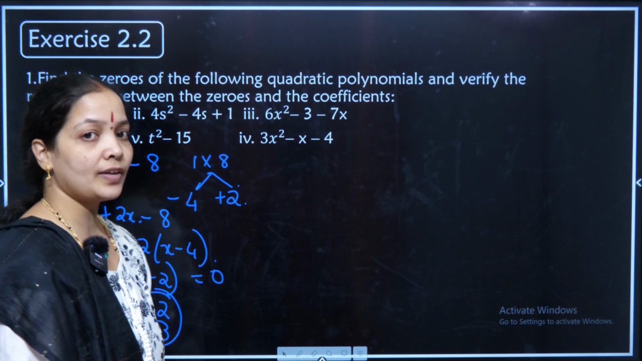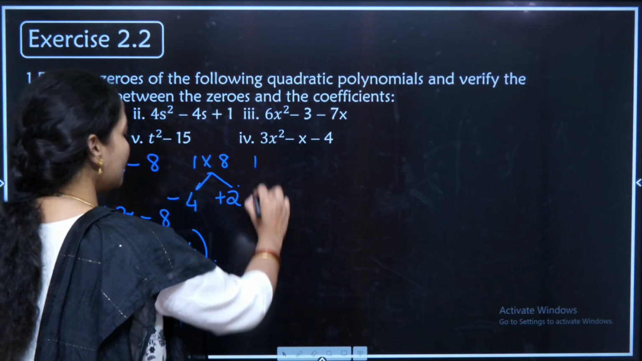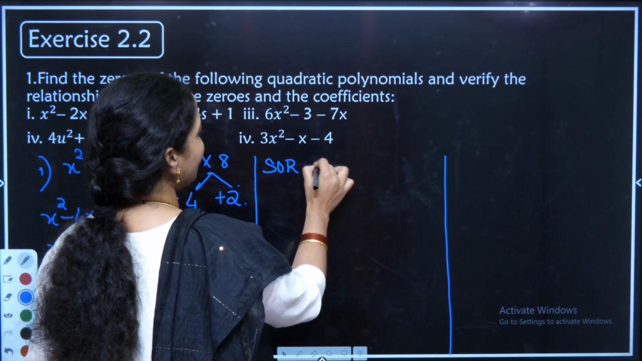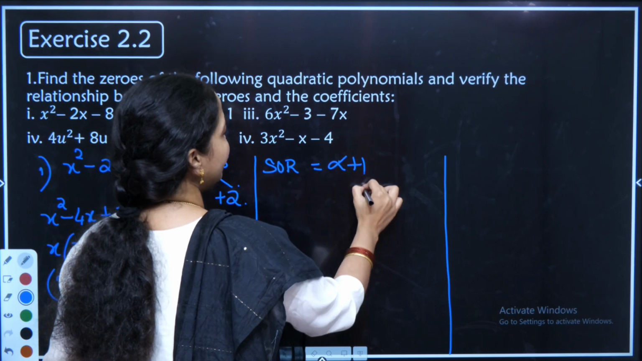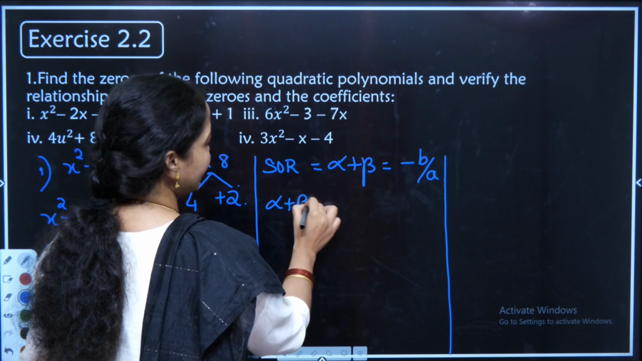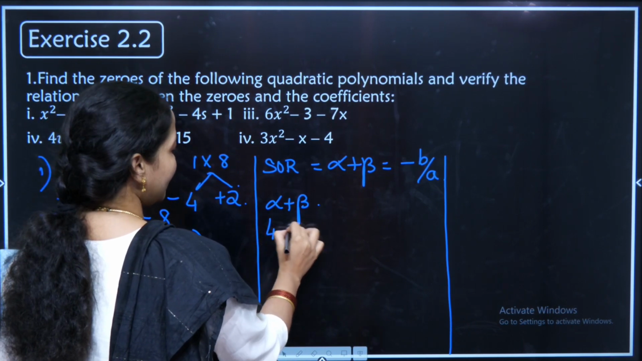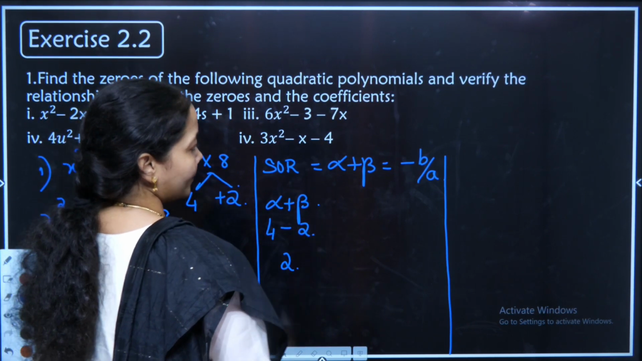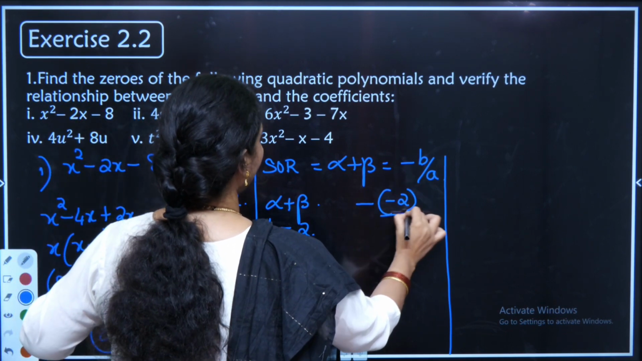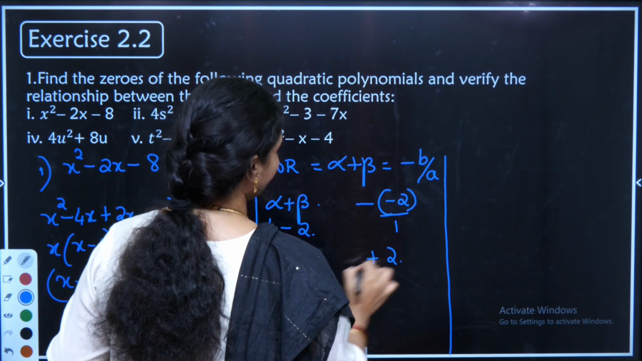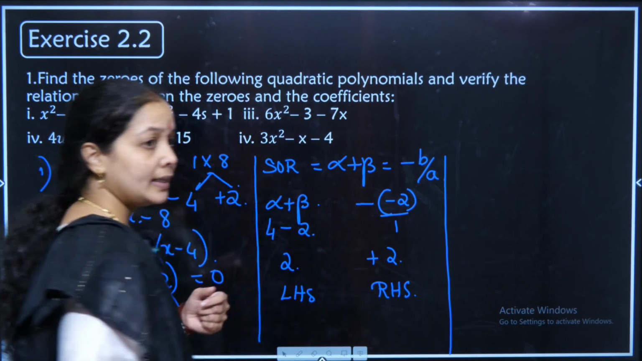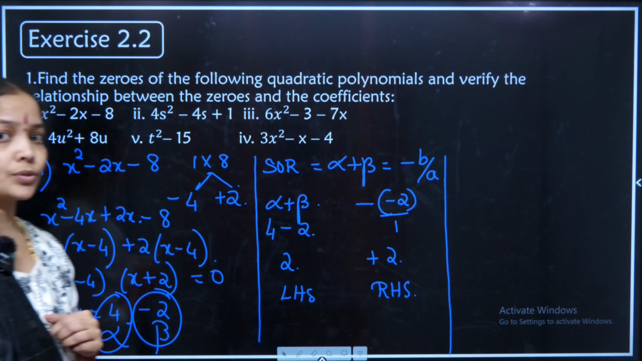When we get the values of alpha and beta, we have to substitute them in the sum of roots and product of roots. So sum of roots formula: alpha plus beta equals negative b by a. Let us do alpha plus beta here. Alpha is 4 and beta is negative 2. So 2 is my answer. Negative b by a from the equation: minus of minus 2 divided by 1 is giving me plus 2. Therefore, LHS is equal to RHS. We have verified the first question with respect to sum of roots.